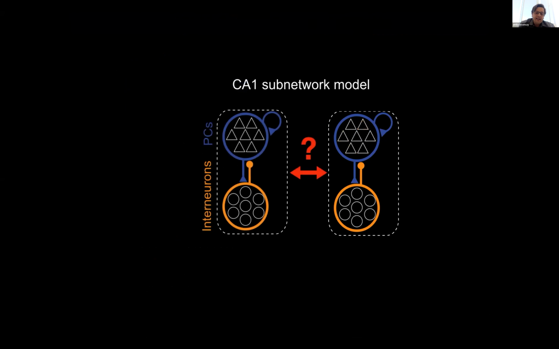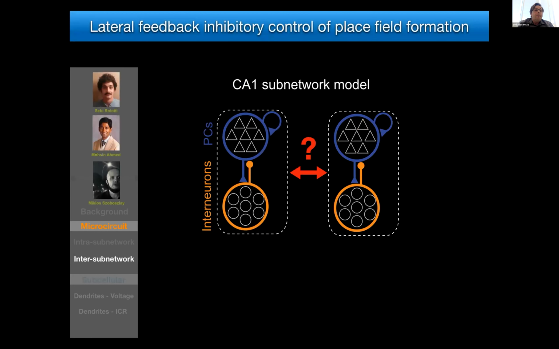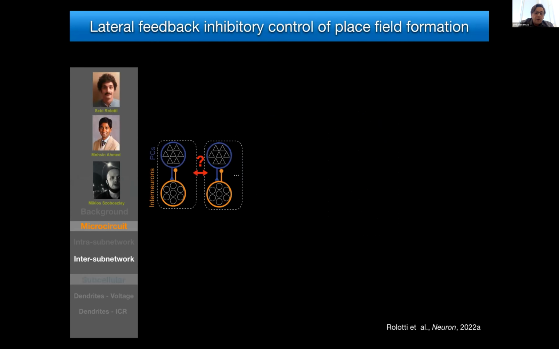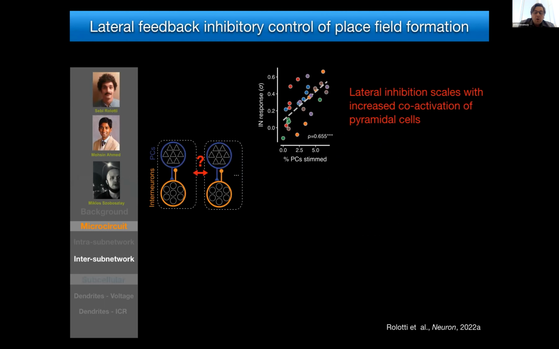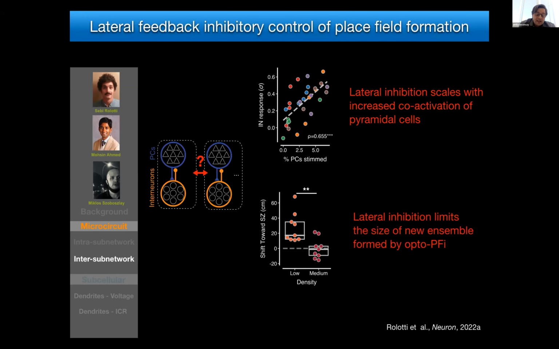We investigated this in another set of experiments led by former graduate student Sebi Rolotti and two postdocs in the lab, Mohsin Ahmed and Miklos Szaboszlai. I don't have time to show you the full study, I just give you the relevant punchlines. First, we found that when we increase the number of photostimulated pyramidal cells, in this case pyramidal cells that were randomly allocated across subnetworks, the magnitude of the lateral inhibition scaled with the increased coactivation of pyramidal cells.